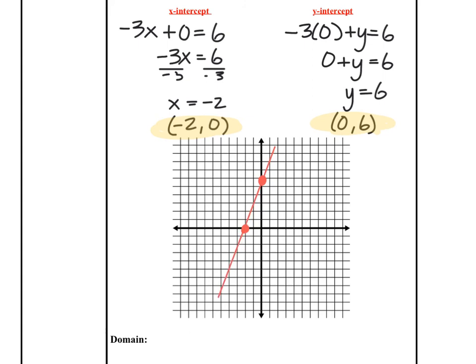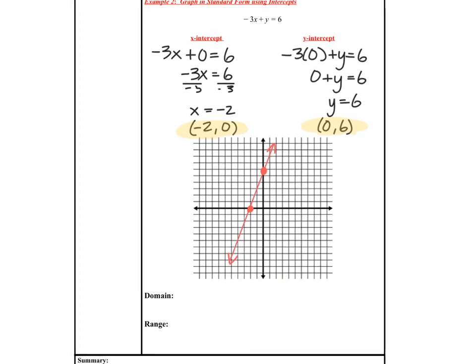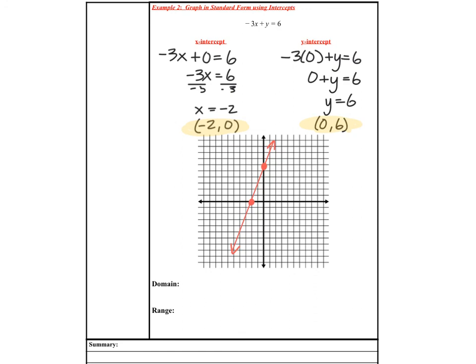Connect them with a line, and we have a line that goes on forever. So you have to draw arrows. So there's our line. It took 2 points. I graphed the x-intercept, I graphed the y-intercept, and then I connected them. And now the domain and range. The domain from left to right, it never stops going left and never stops going right. So I say my domain is all real numbers.